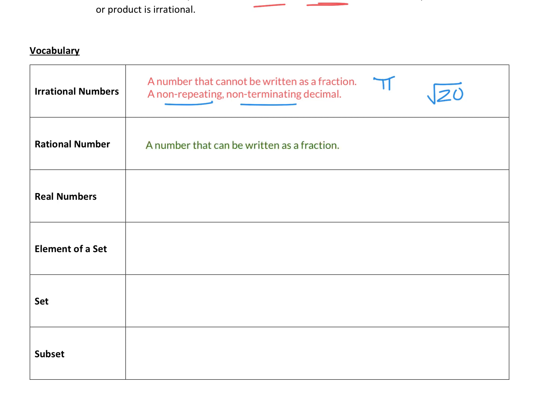All right, next we have rational number. Rational actually has the word ratio in it, R-A-T-I-O. A ratio is a fraction of two numbers. So the definition of a rational number is a number that can be written as a fraction. Some examples: I can write the fraction 5/7. That's a fraction, therefore it is a rational number. Let's see, 0.5. That's a decimal, but can you write 0.5 as a fraction? Yes, that's the same thing as 1/2. That's a rational number.